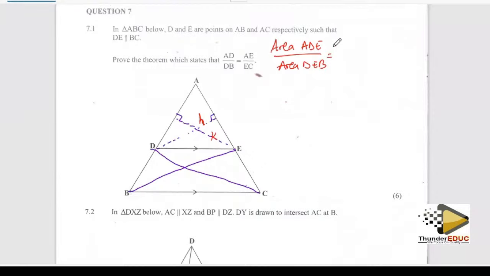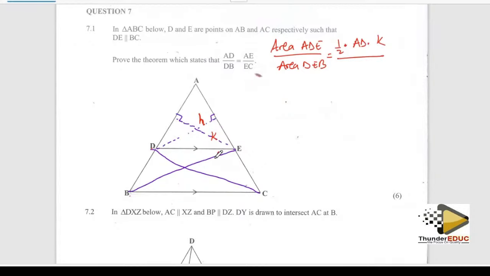Okay, we know that area is normally given as a half. My base is going to be the AD. So we're talking about ADE. I'm focusing on this height, which is K. And then DEB.